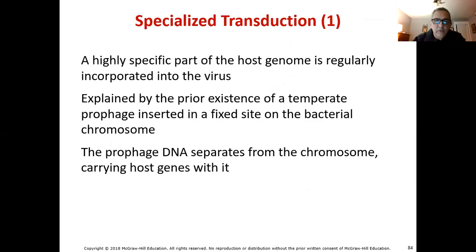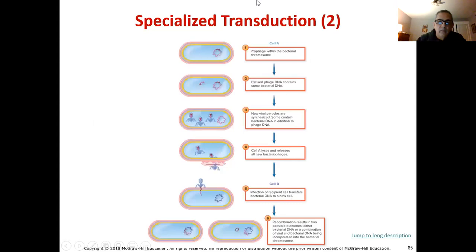So there's two types of transduction. Specialized transduction is highly specific. It's when the bacteria incorporates the virus into its genome and it replicates along with the bacteria. The prophage DNA separates from the chromosome carrying host genes with it, so it carries a specific part of the bacterial chromosome. So there's a bit of virus DNA replicating along with this cell. And in specialized transduction, it only carries the bacterial genes on either side of where the virus genes are inserted.